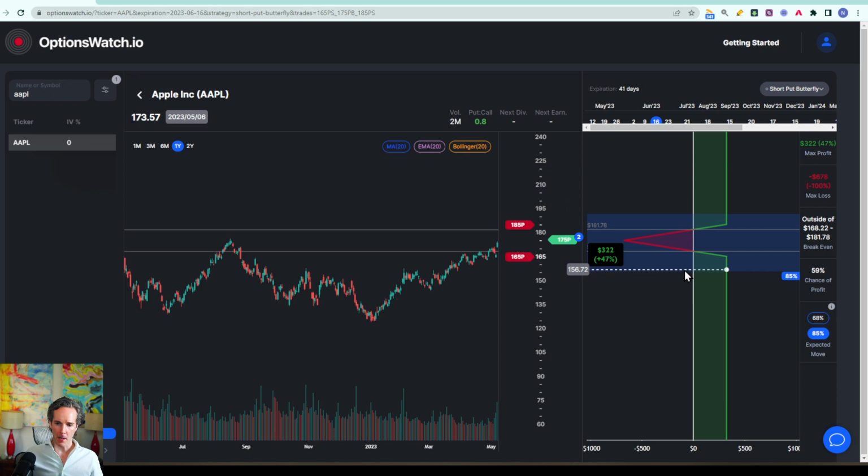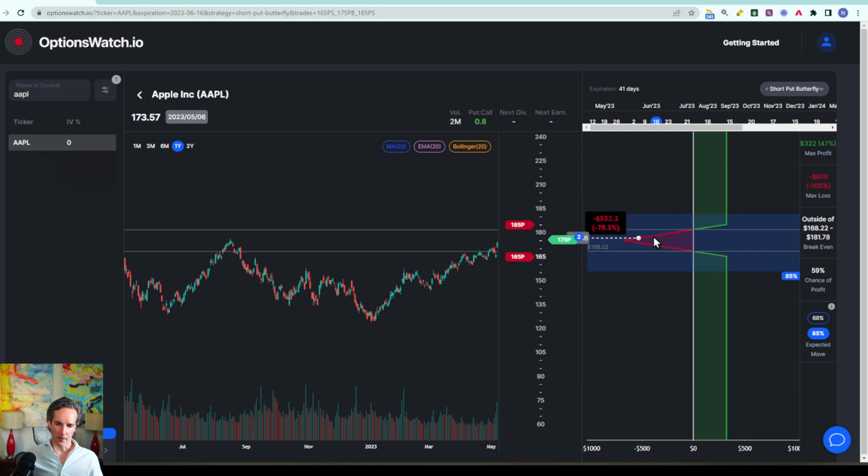So how can I use this to set up a good short put butterfly? Well, first of all, I like using the expected move range. So I've selected here the third Friday of next month, which is typically the most volume on a trade. And I can see the stock is expected to move somewhere between $158 and $191 roughly.